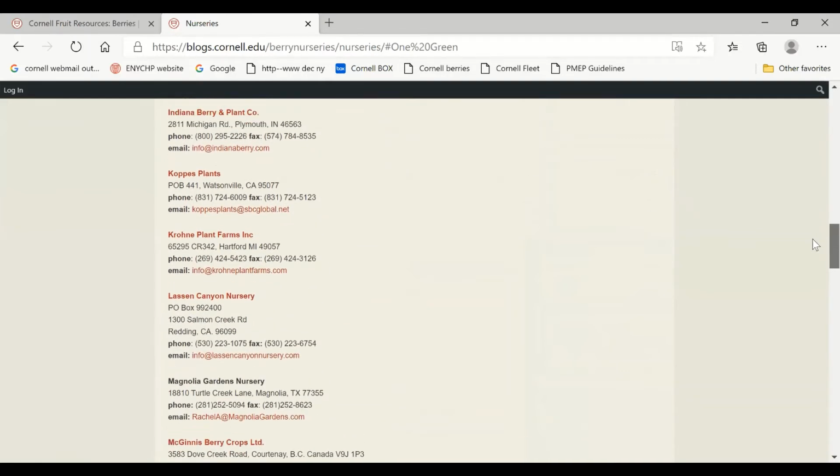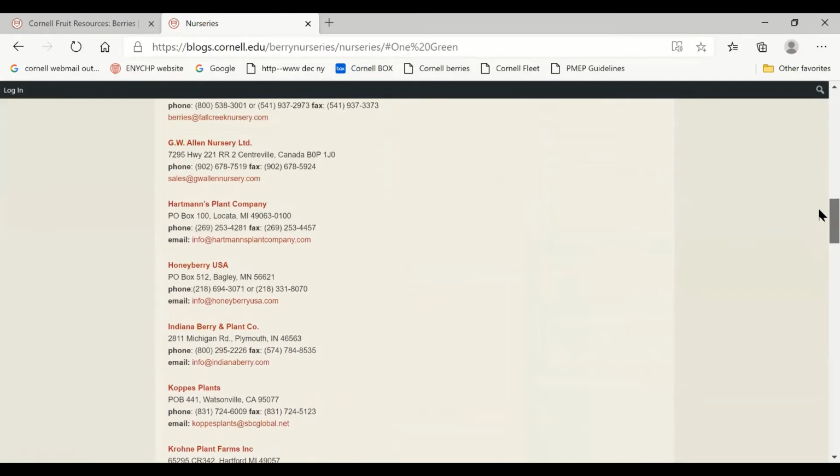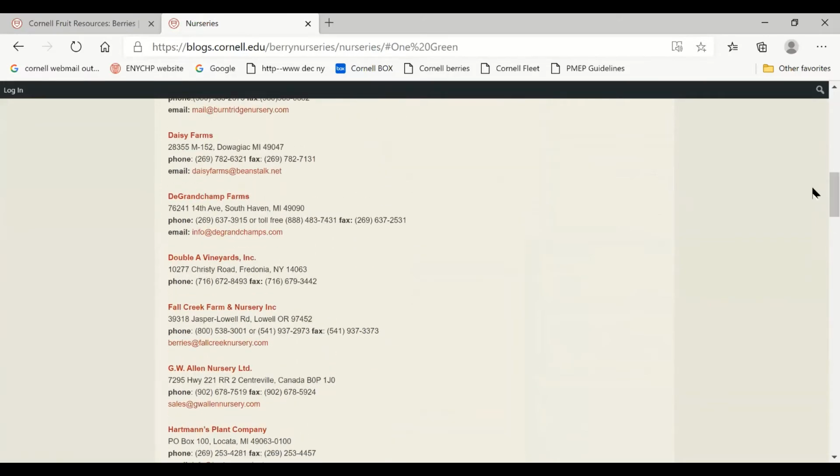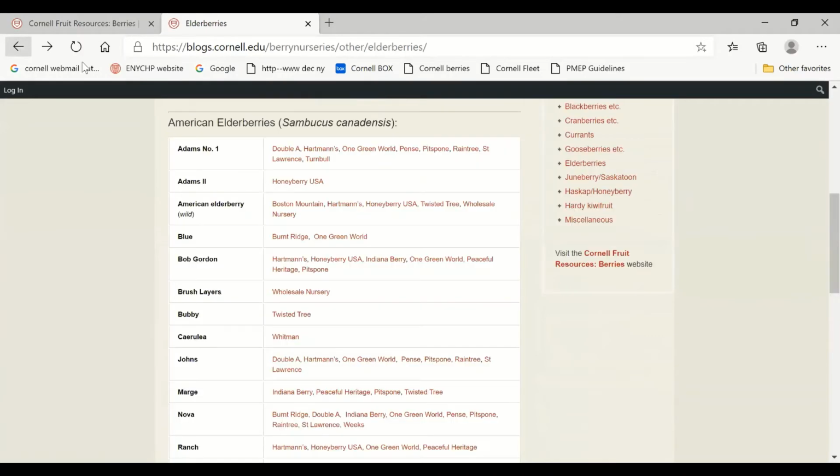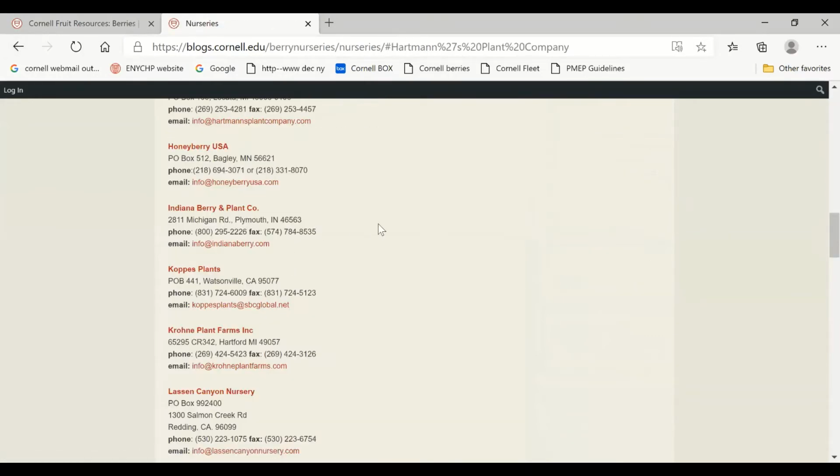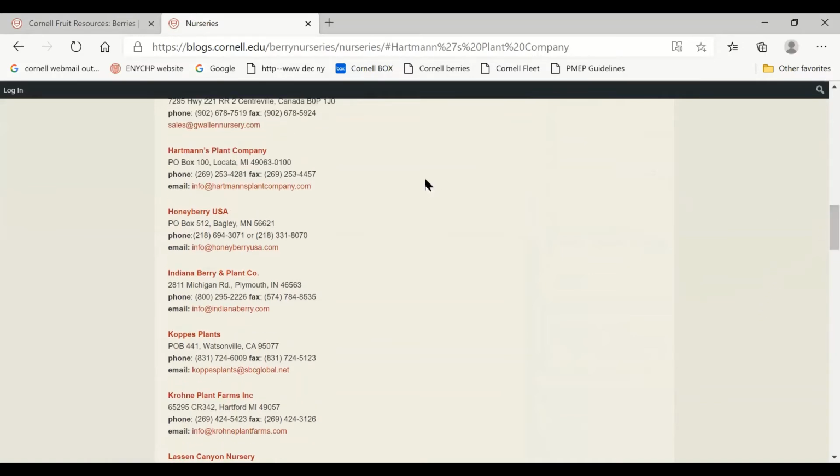This is a little funny, so maybe it got moved. Uh-oh. One Green World might not be on there anymore. Hold on, let me just try this again. Hartman's, I'm gonna go for the, so here is Hartman's up on the top. Hartman's Plant Company. It gives you an email. It doesn't give you the website.